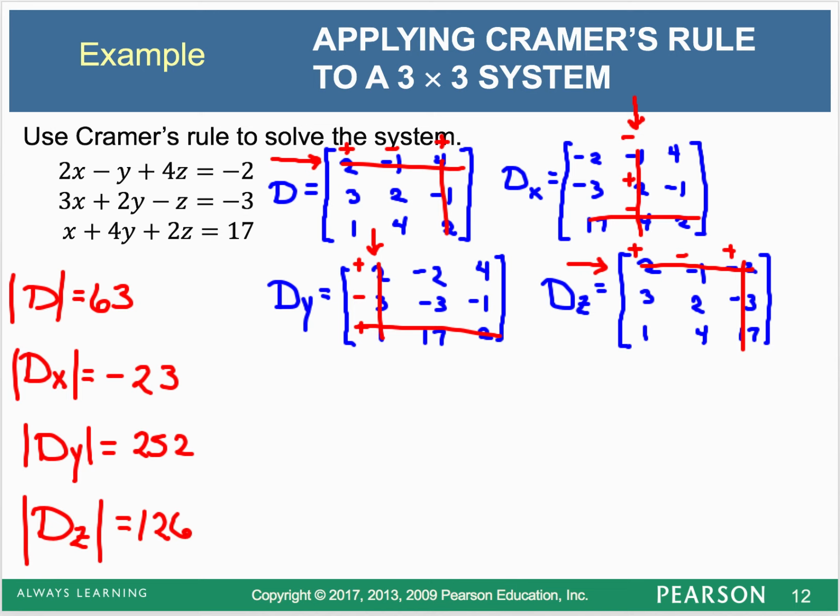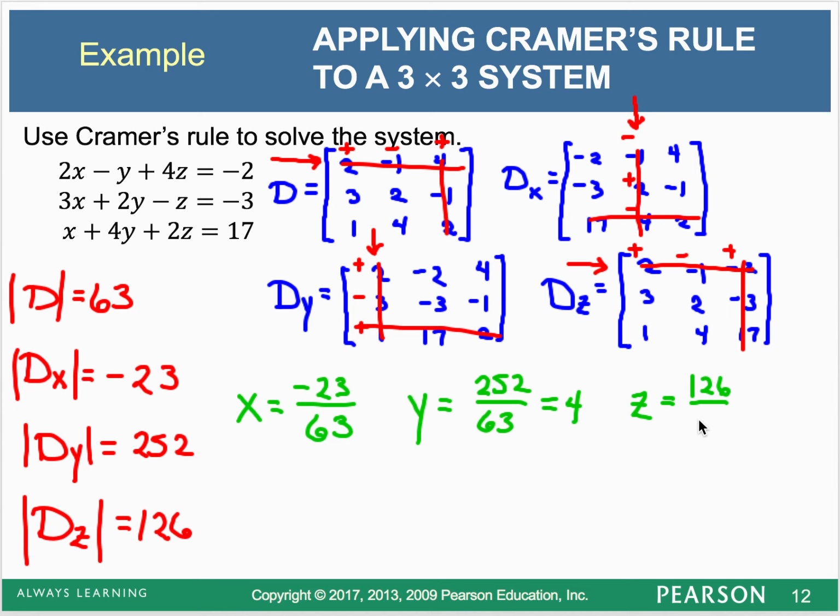Now that means our solutions are d sub x over d. So negative 23 over 63. Y would be d sub y over d, so 252 over 63. Just seeing what that is over at the side. That's 4. And z is 126 over 63, which is 2.